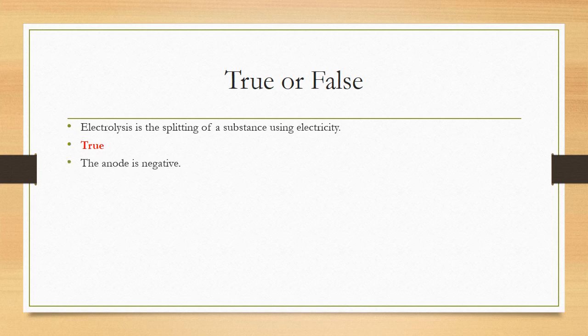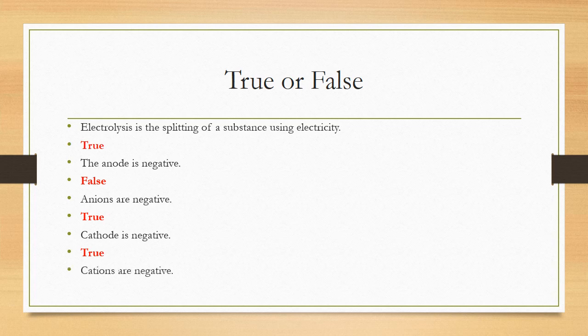The anode is negative. That would be false. The anode attracts anions, which are negative, but that means it must be positive to do that, because like charges repel, unlike charges attract. Anions are negative. That would be true. Anions kind of similar to onions, which make you cry because they're so negative. Cathode is negative. Well, the cathode attracts positive charges, so opposite charges attract, so it must be true, shouldn't it? Cathode is indeed negative. And finally, cations are negative. Well, if anions are negative, then cations can't be negative, so it must be false.